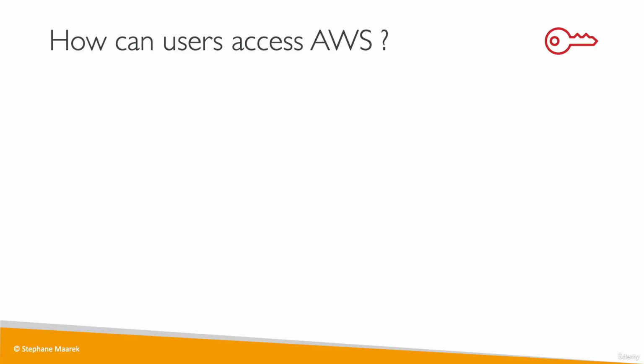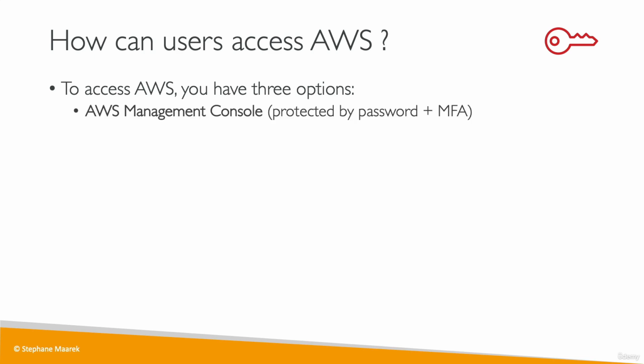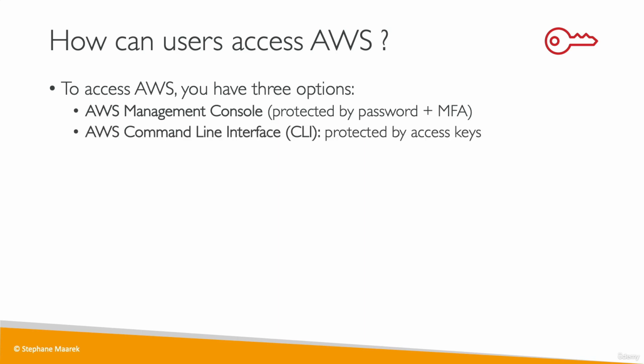So we have seen how to access AWS using the Management Console, which is the web interface that we've done so far in this course. But there are actually three different options to access AWS. The first one is the Management Console, as we've seen, and it is protected by your username and password, maybe multi-factor authentication. Then there is the CLI, command line interface.